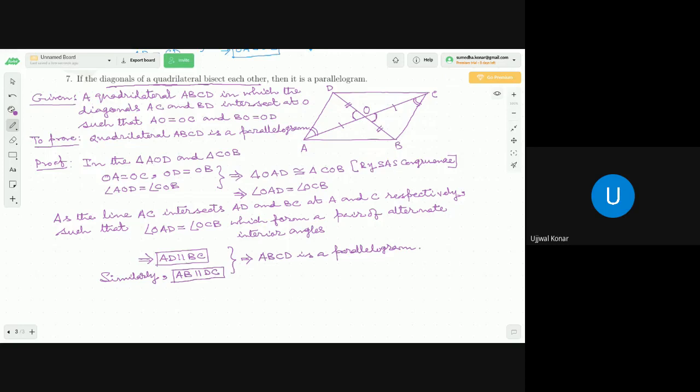Clear? Absolutely clear, dear students. Any doubt? Please do let me know.